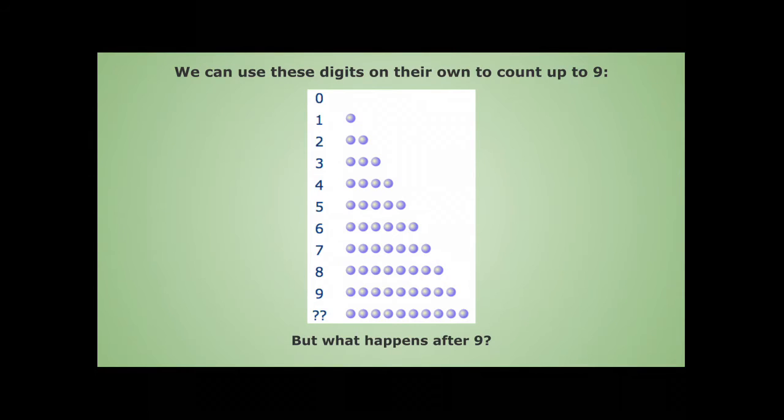Well, we can use these digits on their own to count up to 9. So you'll notice on top that there's a symbol 0, right? And there's no beads for that. And then as we count 1, 2, 3, 4, 5, 6, 7, 8, 9, there are symbols for all of those things. But what symbol do we have to represent the number that comes after 9? What symbol do we have to represent the number 10?